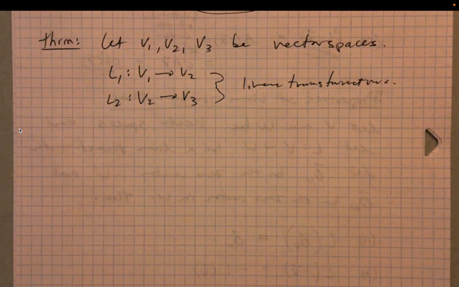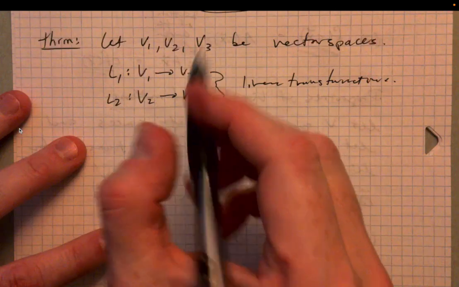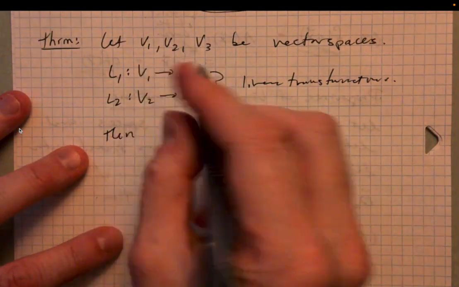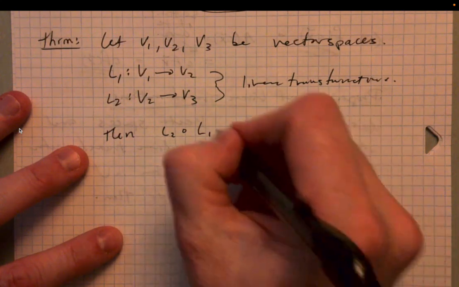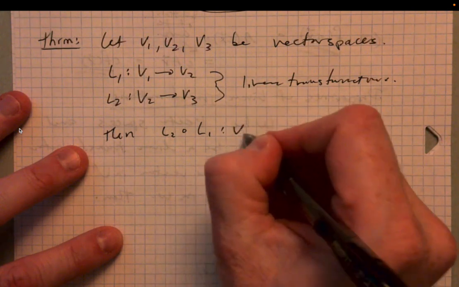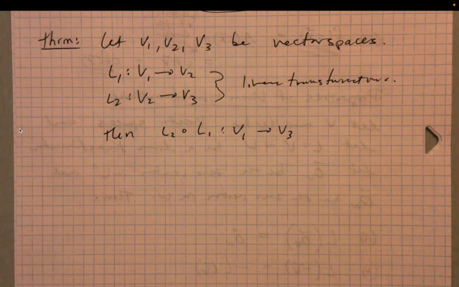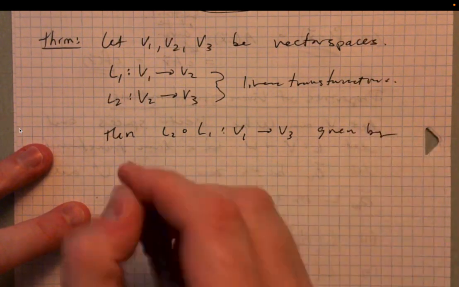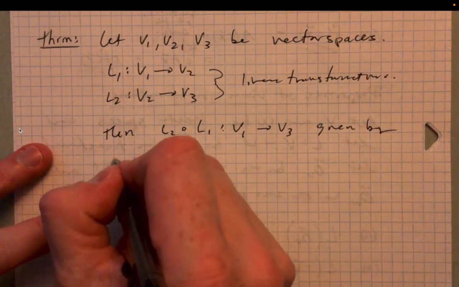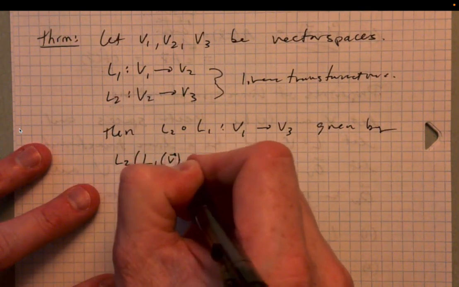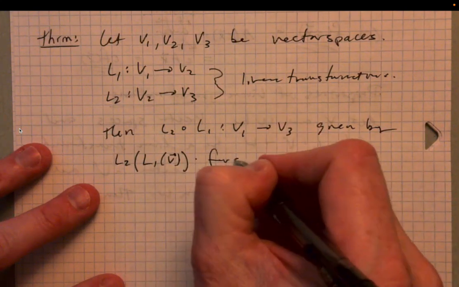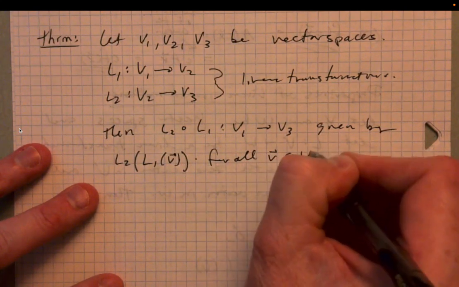Okay, so I've got these two linear transformations. Then L2 composed of L1 is a function from V1 to V3, and we can say given by, let's write it in the other way, the other notation is sometimes more useful: L2 composed of L1 of v, for all v in V1, right?